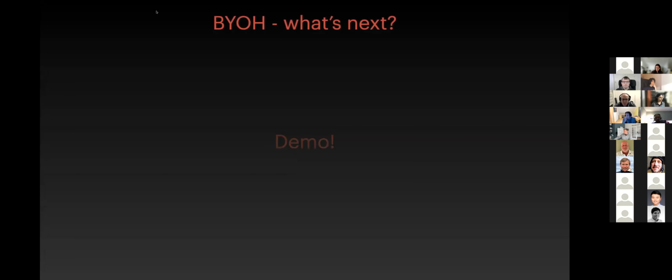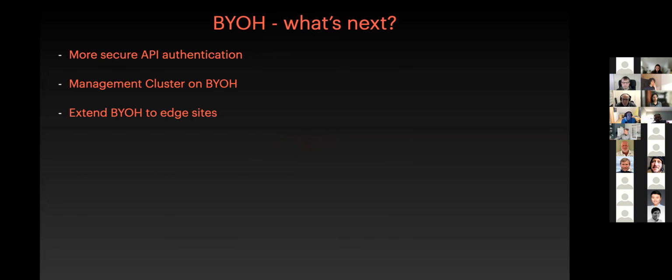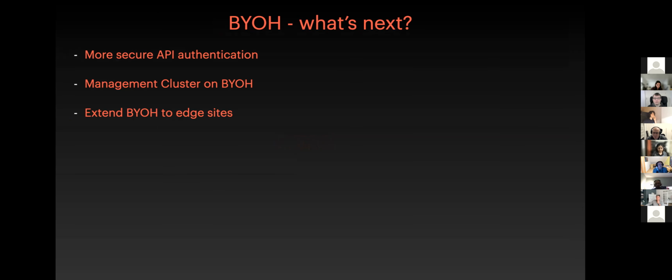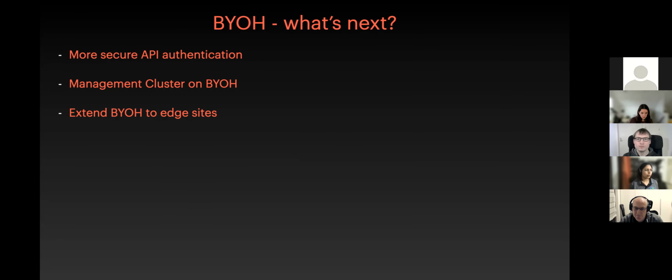So over here, what's next for BYOH? Like we saw, we were using kubeconfig for talking to the management cluster, which is very naive. So we want to move to more secure API and agent authentication mechanisms. We want to be able to provision the management cluster out of BYOH and not rely on other infrastructure providers for that. And we also want to extend BYOH to edge sites. What this means is usually edge locations are a constrained resources use case. So we want to see if we can reduce the host agent binary size, or how we can make BYOH work with other Kubernetes distributions that are more suitable for edge use cases.